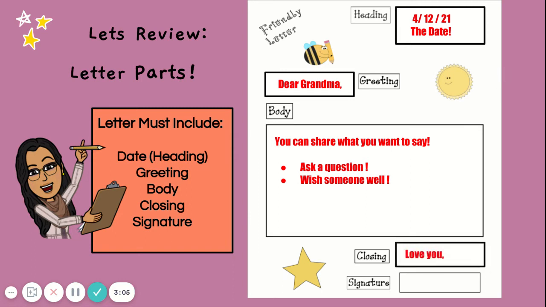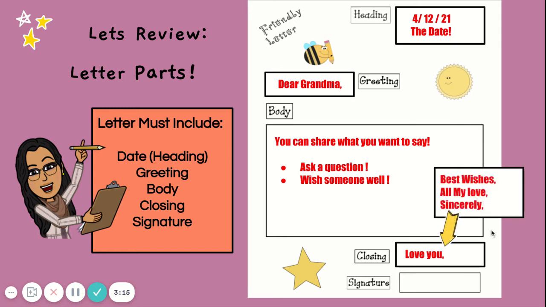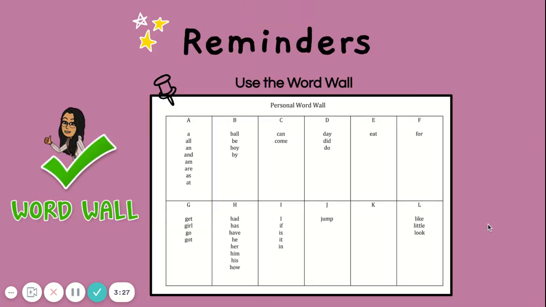After the body, we add a closing. The closing can sound different for everyone. You can make the closing what you want it to be. Some closings are love you, best wishes, all my love, sincerely. After you decide your closing, you add your name because, of course, you wrote the letter, friend. Friendly reminder, use the word wall to write any sight words that are tricky.